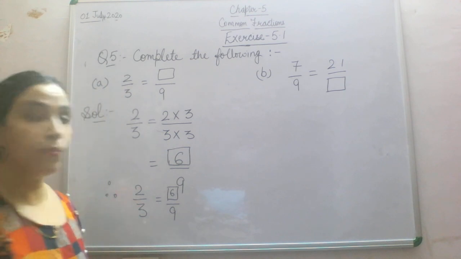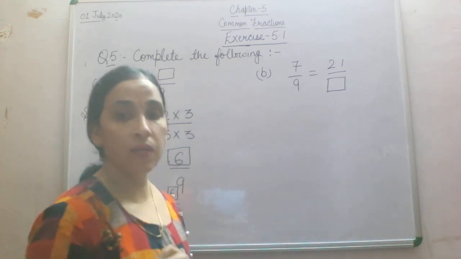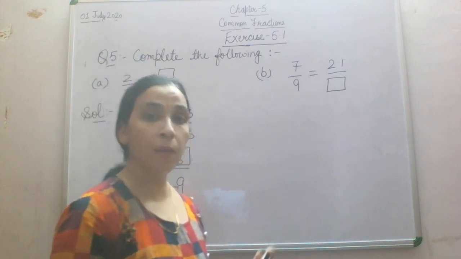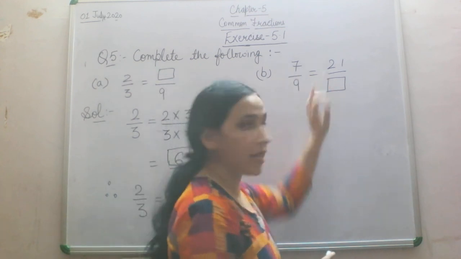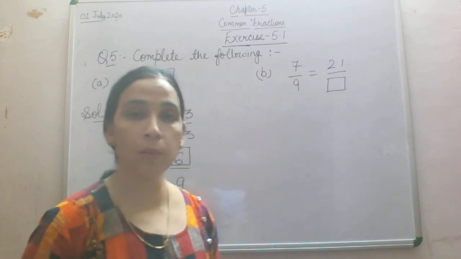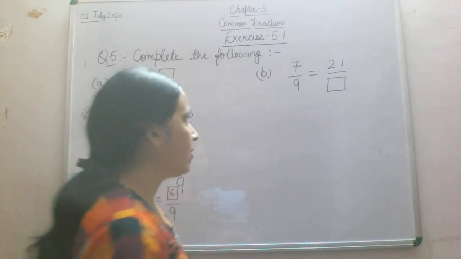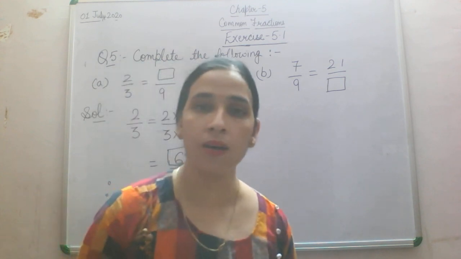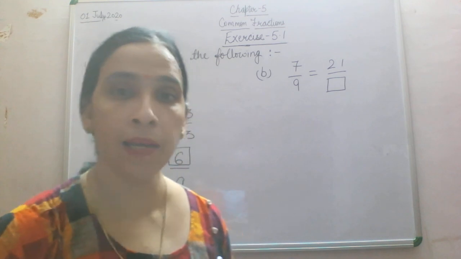Now come to B part, that is 7 by 9. Here the numerator has been given in the answer one. Now you have to find out by which number you will multiply 7 to get 21. By which number you will multiply 7 to get 21. So 7 ones are 7, 7 twos are, yes, correct, 14, and 7 threes are 21.